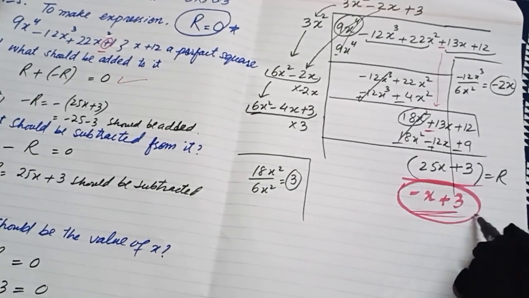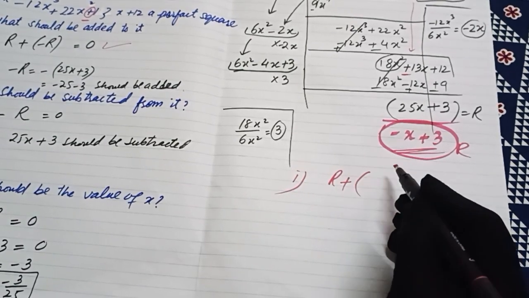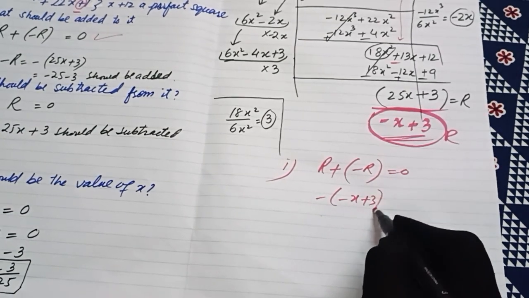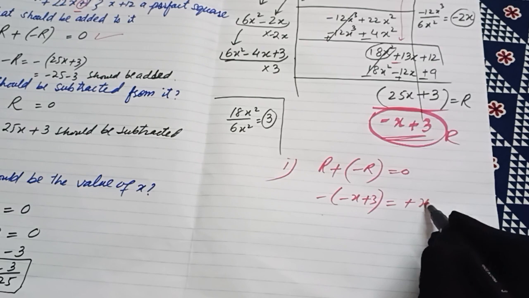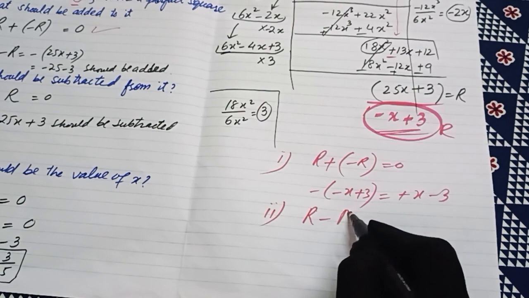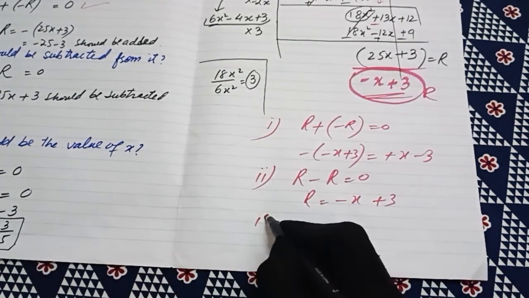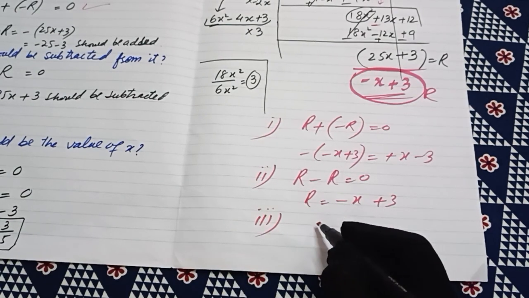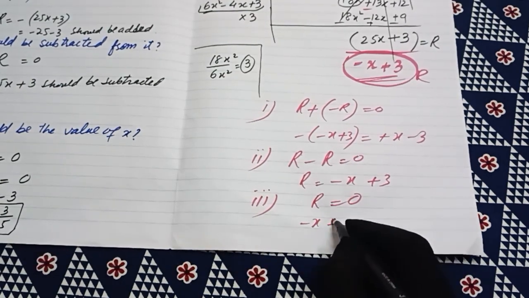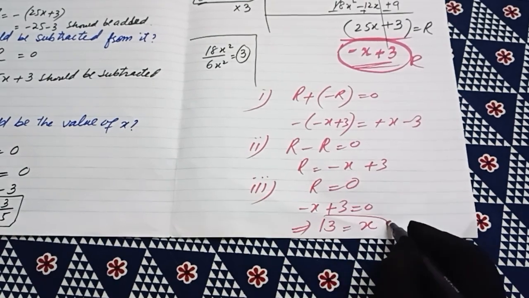So if this is the remainder, for the first case, what could be added in this one? Obviously, as I told you, minus r, and minus of minus x plus 3 will be equal to plus x minus 3. For the second part, what could be subtracted? Simply r. And what will be the value of x? In that case, r will be 0, and minus x plus 3 equals 0. Then x is equal to 3.